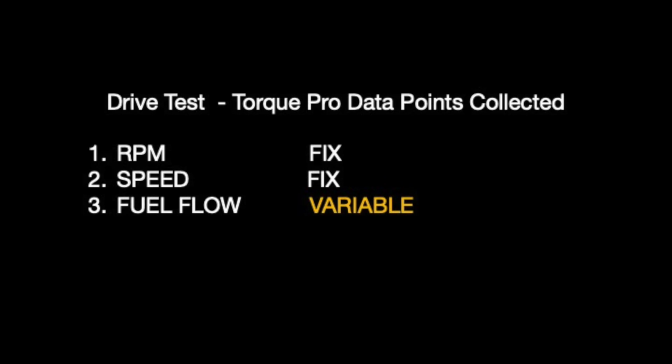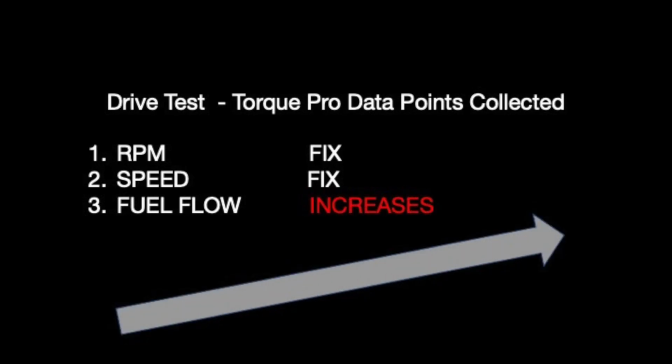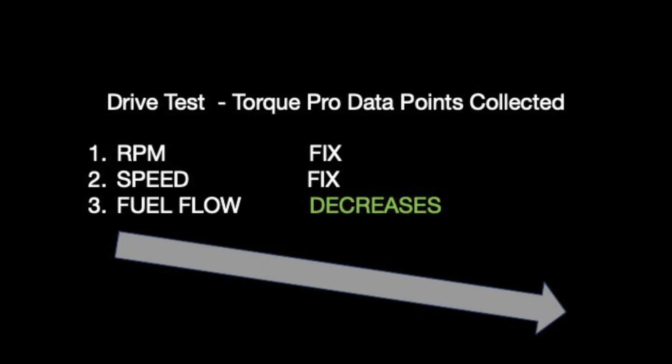Now if we fix the speed of the vehicle, the only variable becomes the fuel flow, and this will be dependent on the torque on the engine. As we go up a hill, the torque will increase and the engine will compensate by increasing the fuel flow to maintain the same speed. As we go down the hill, if we maintain the same speed, RPM will be fixed and the fuel flow will decrease.